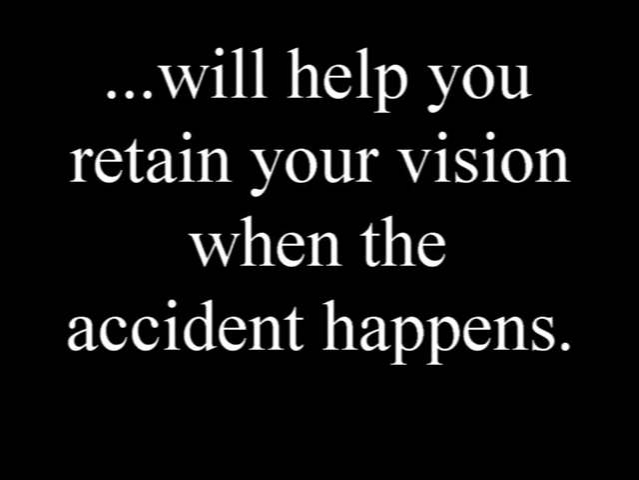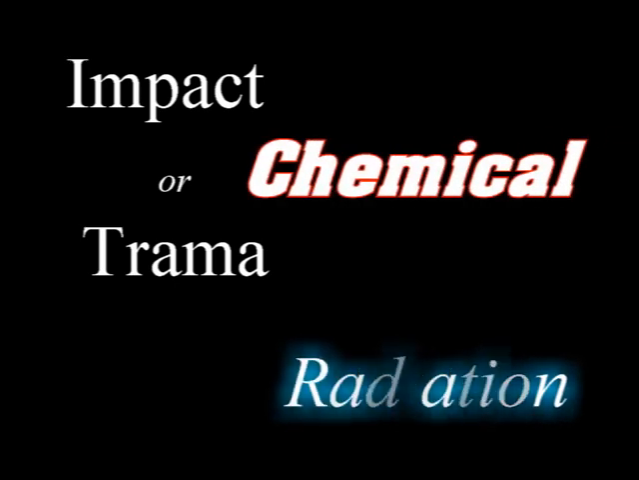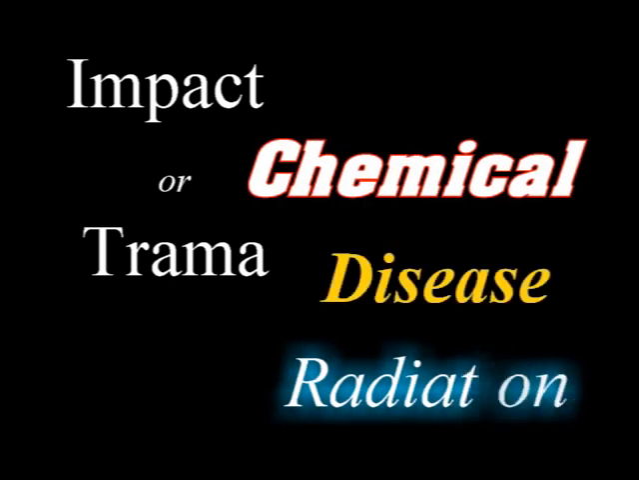There are 4 areas of eye hazards. Knowing these 4 different types of hazards can greatly help you protect your vision, and thus your relationship with things. Knowing the 4 different types of eye hazards will not necessarily keep the accidents from happening, but it will help you retain your vision when the accident happens. The 4 areas of eye hazards are: impact or trauma, radiation, chemical, and disease.